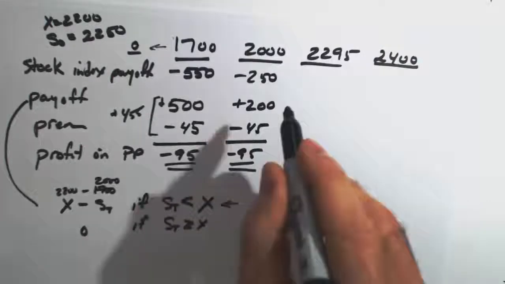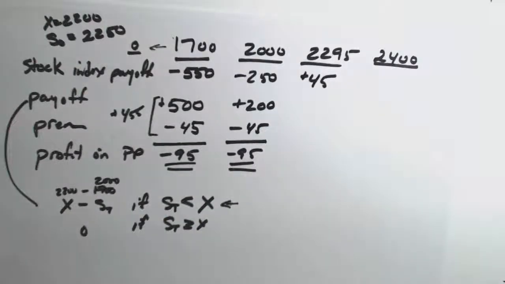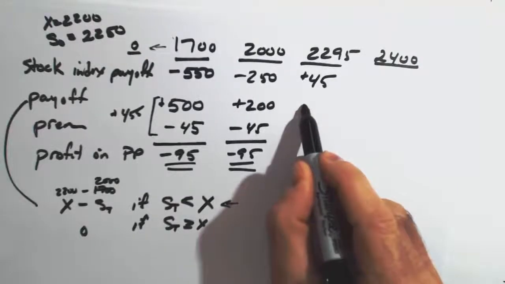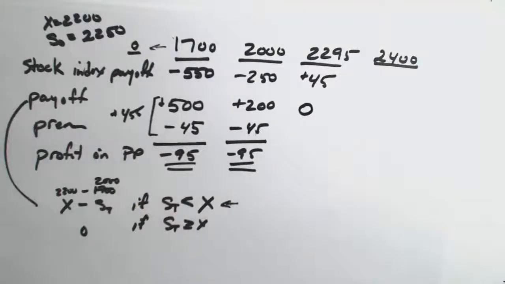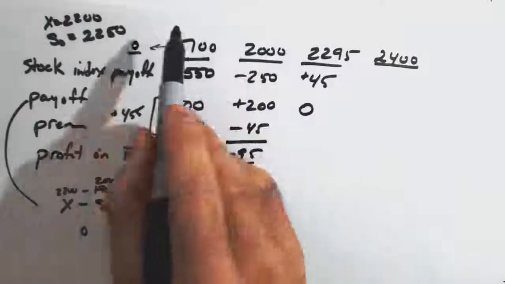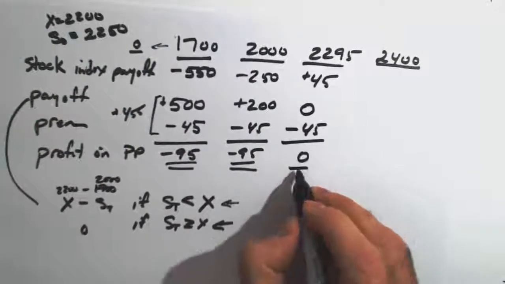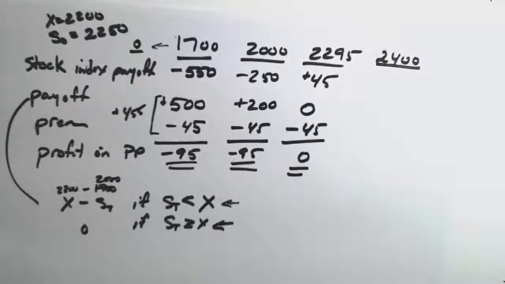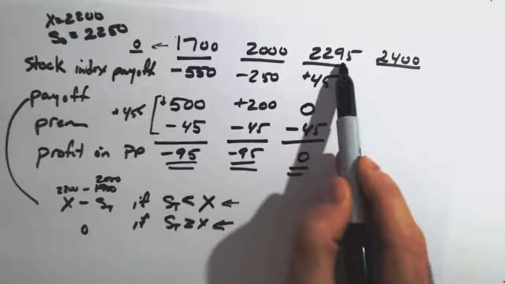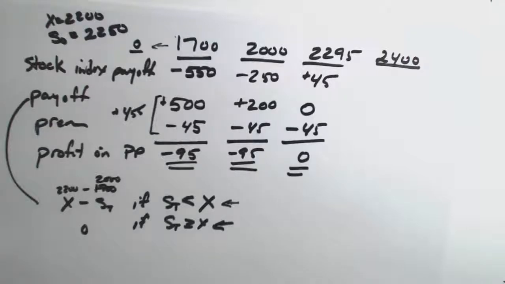Now, if we go to the 2,295 scenario, we'll have a $45 positive profit on the payoff on the index. We will have a zero here for the payoff of the option. The option's out of the money at this point because the stock price is above the strike of 2,200. We paid $45, and there we have a break-even point when the profit is zero. And that's why you see I have this funny, not a round number here, this odd 2,295. You wonder why I had such an odd number there.